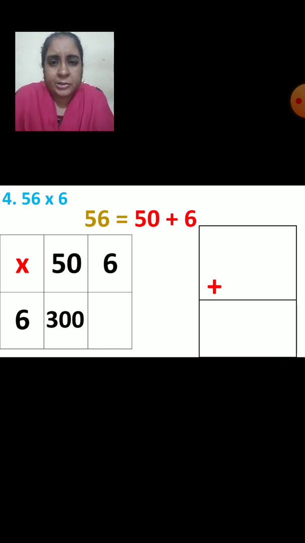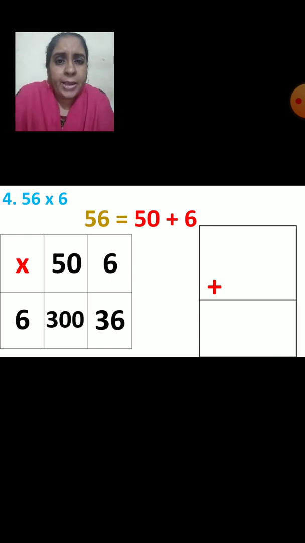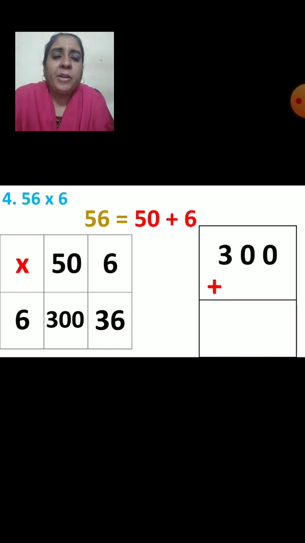Now you have to multiply 6 by 6. 6 into 6. Everyone knows table of 6, isn't it? Yes, your answer will be 36. So you got 336. Now what you are going to do? You are going to write these two numbers in the other column and add. Okay. So you will write 300 plus 36. Very good.